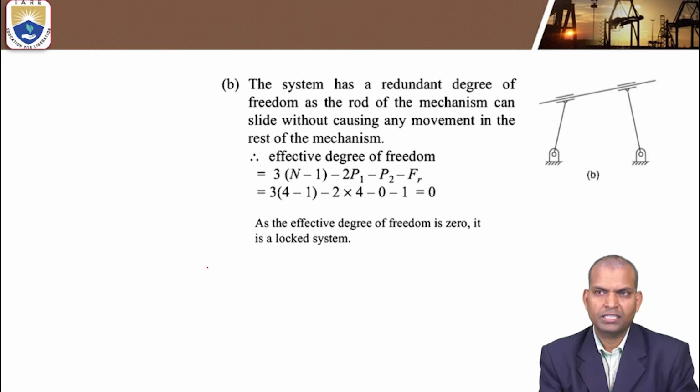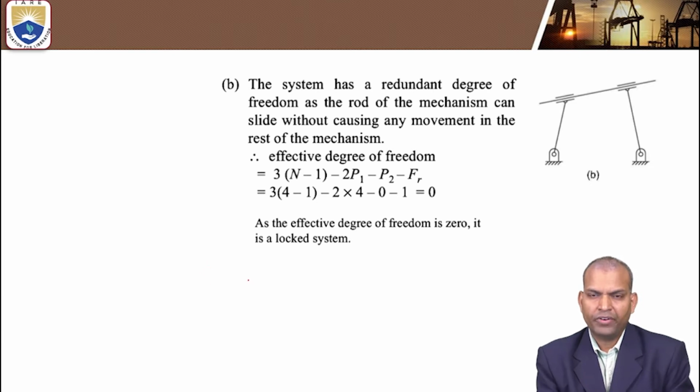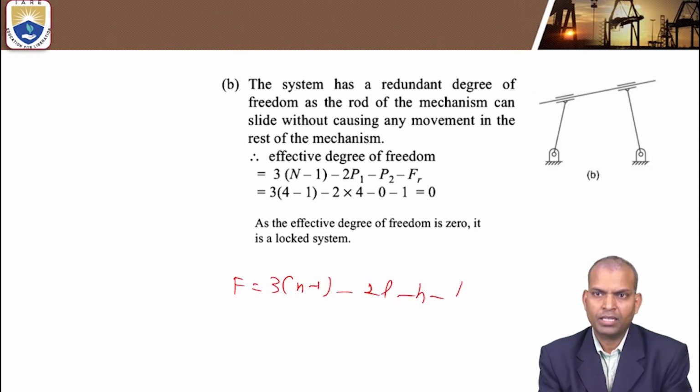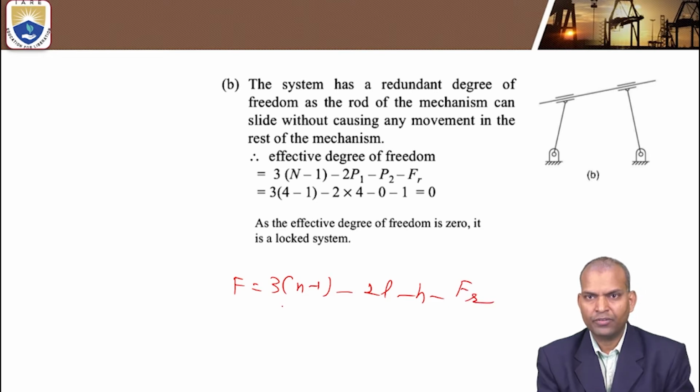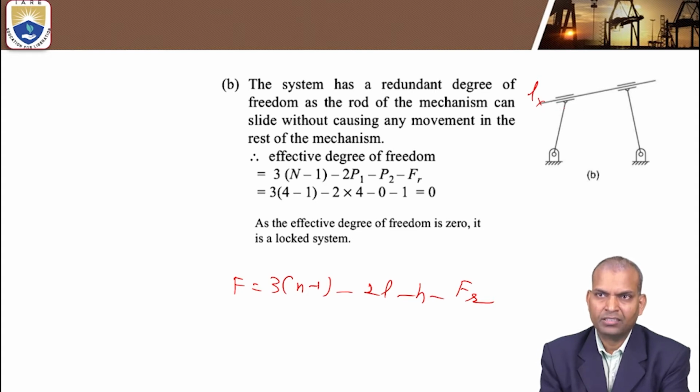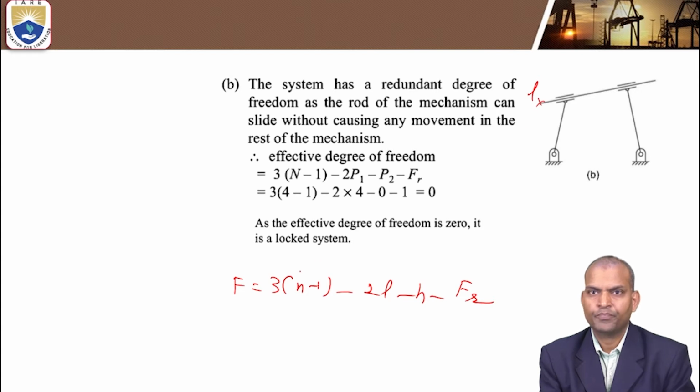Here we considered the redundant degree of freedom. This is the final formula: F equal to 3 into n minus 1, 2l minus h minus redundant degree of freedom. Now, why redundant degree of freedom? If we operate this link L, then there is no effect on that link. If it slides, there is no effect. It is a parallel connection.